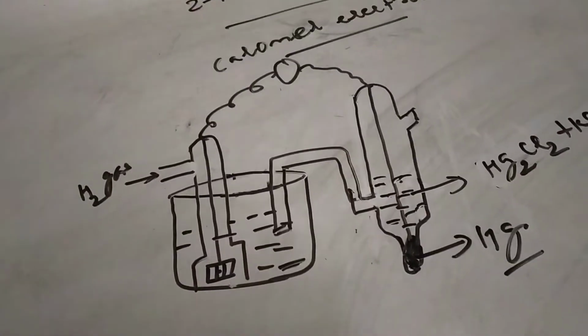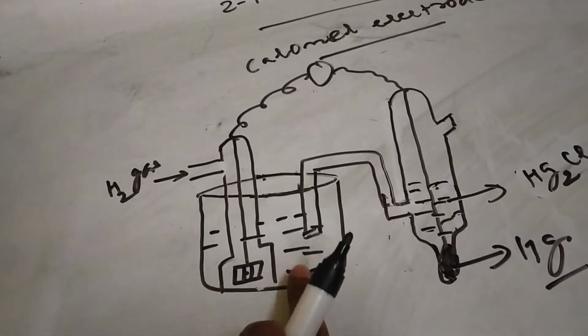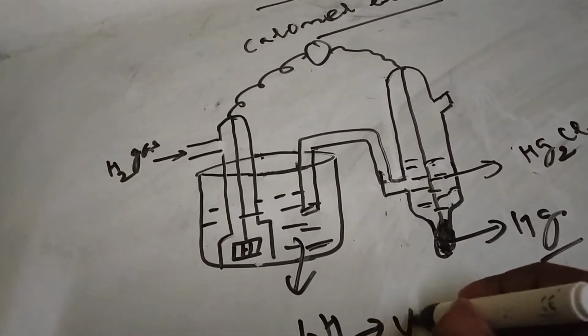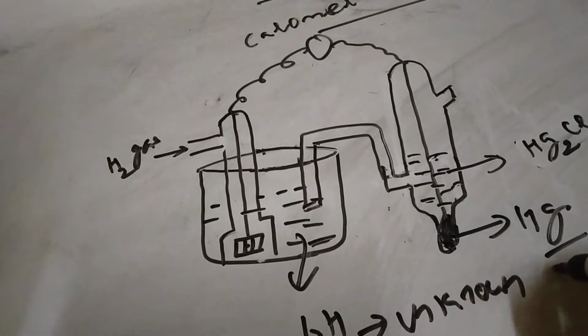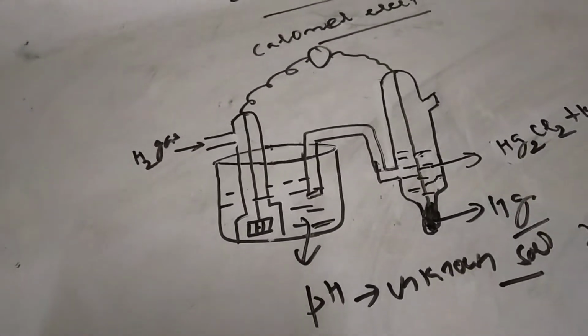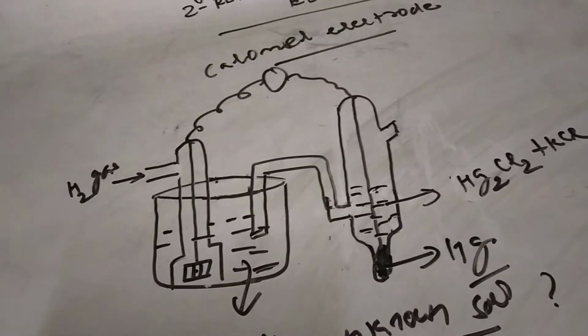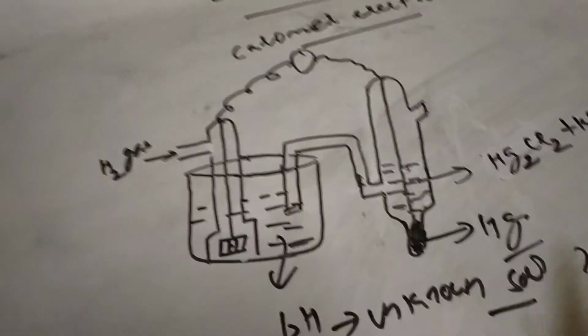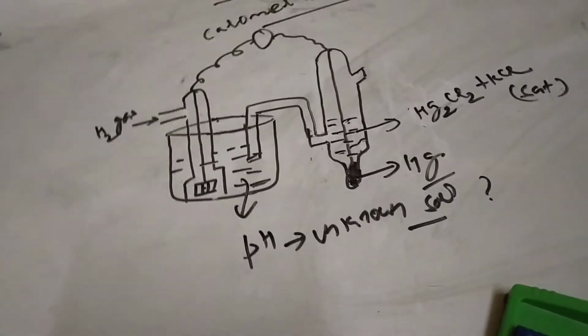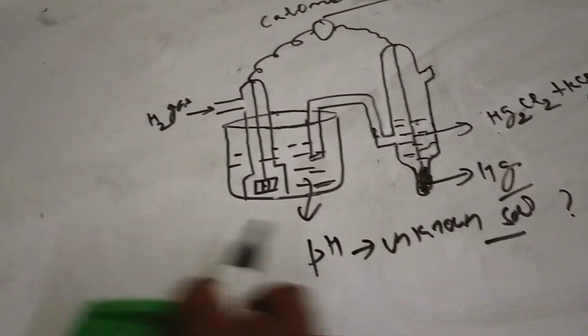Here it is connected with the help of a voltmeter and here I want to calculate what is the pH of this unknown solution. So how to calculate the pH of the unknown solution? And here let's say the electrode I have taken is the saturated calomel electrode. So now what can I do?